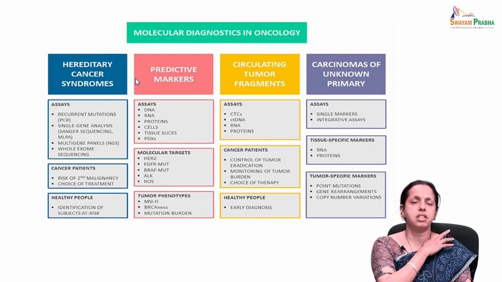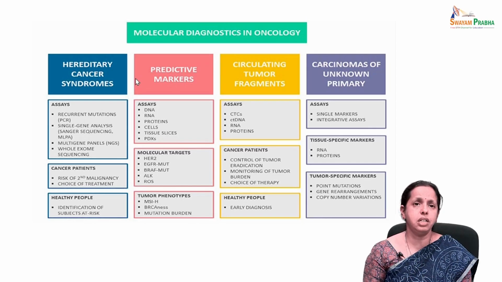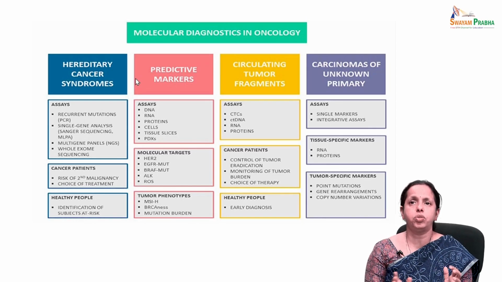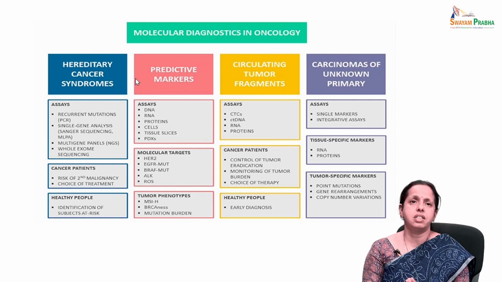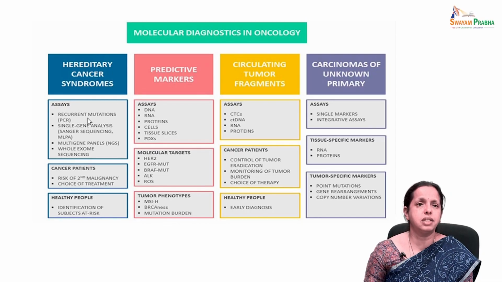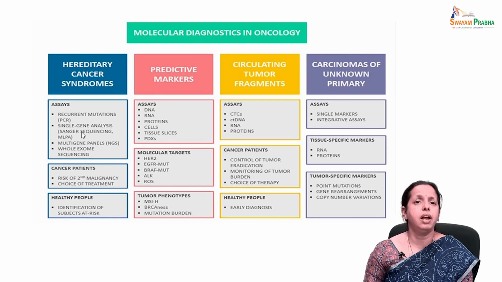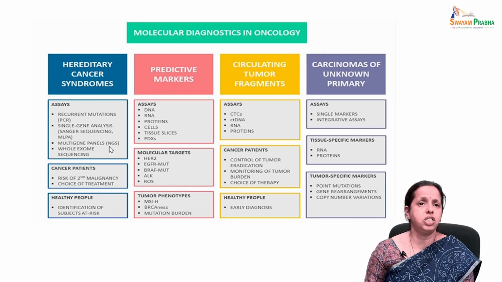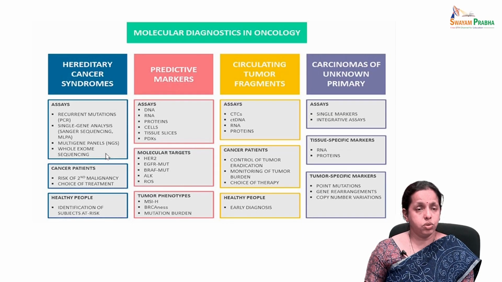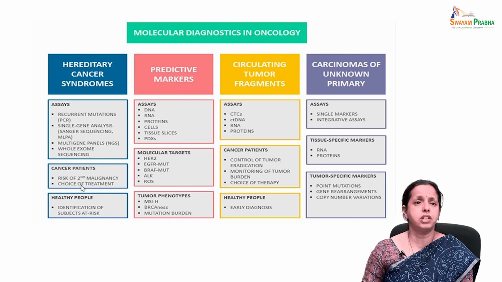Please come back to this slide, molecular diagnostics in oncology, which we just grazed upon in the last session as an introductory slide. Here you have different assays being developed for the recurrent mutations: PCR, single gene analysis with Sanger sequencing, multi-gene panels with NGS, and whole exome sequencing. These are used for hereditary cancer patients, and even for the risk of second malignancy.